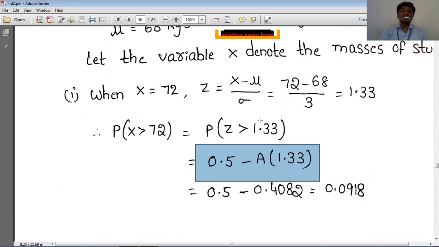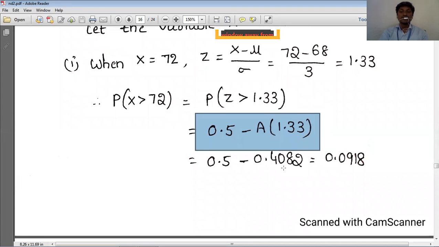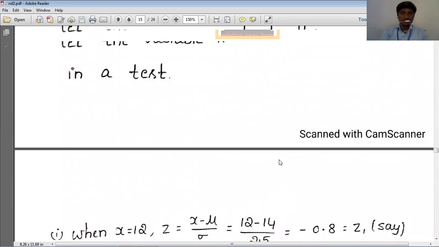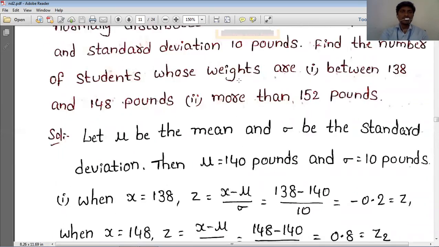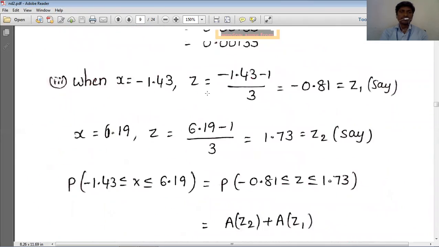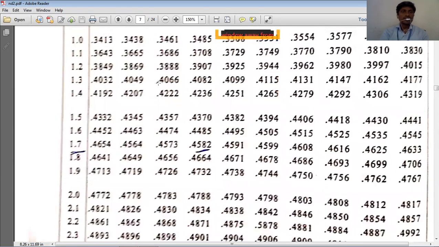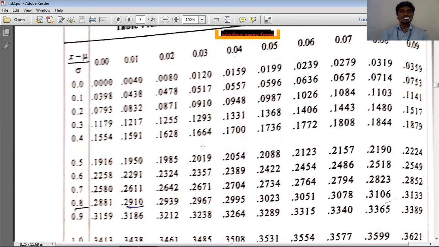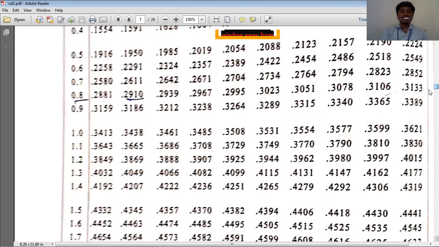So area of Z1 is 1.33, and from the normal tables we write the value 0.4082. What is that for 1.33? Here it is. Let us see the normal distribution table of values. So 1.33, here it is. 1.3, this is 0, 1, 2, 3. So 0.4082 for 1.33. 0.4082 value, here it is.